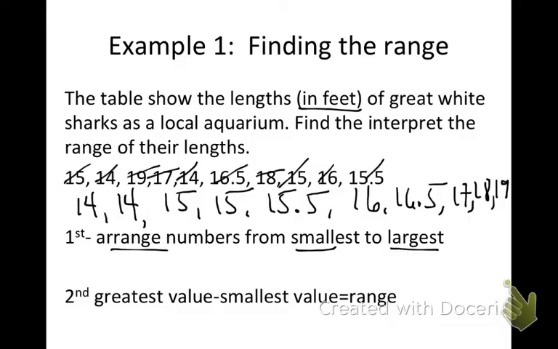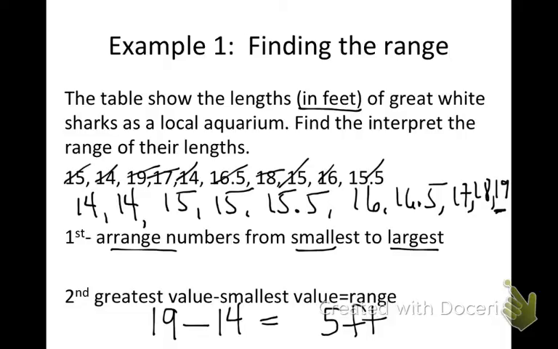So I did this. I arranged from smallest to largest. So I want to find the greatest value. My greatest value is 19, and my smallest value is 14. So my range is just 5 feet. So that's a pretty good range. So it's within acceptable levels. So it isn't a huge range, it's only 5 feet.